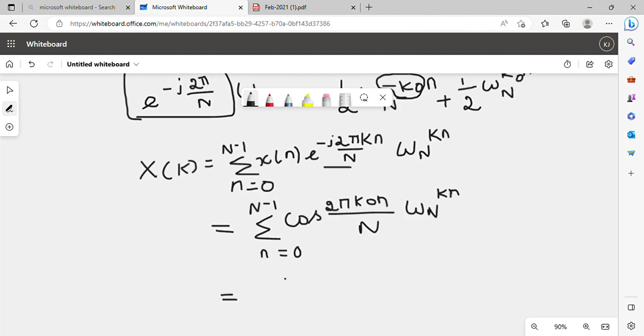And once again, we now have to substitute the value of cos 2 pi k naught n by N. If I substitute that, I would be getting half into the summation from n equal to 0 to N minus 1. We have still not simplified, we are just substituting the values of cos 2 pi k naught n by N. That is why I still need to take this summation.